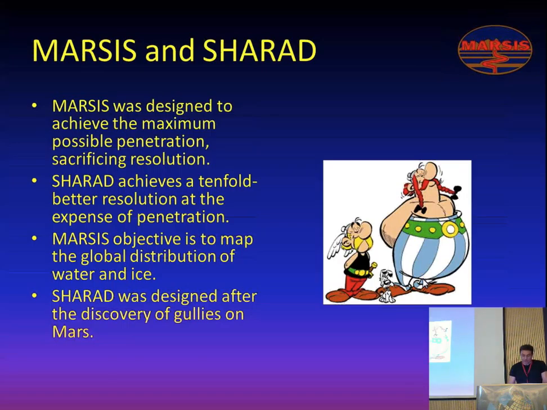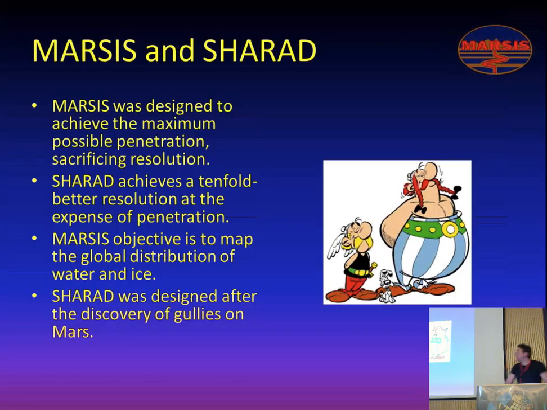So what are radar sounders? I will not enter into details. They use radio waves at low frequency that are capable of penetrating below the surface and get reflected by dielectric discontinuities, changes in both dielectric properties or density. So they are used to detect variations in materials below the surface. MARSIS was designed to penetrate at the greatest depth possible using the lowest possible frequency that would be able to pass through the ionosphere, while Charade used a much higher frequency to achieve a tenfold better resolution at the expense of penetration.